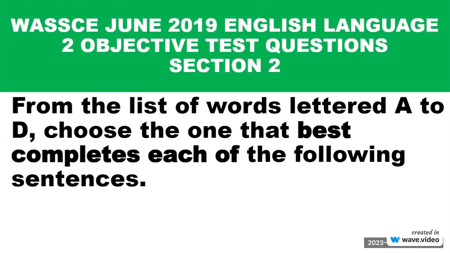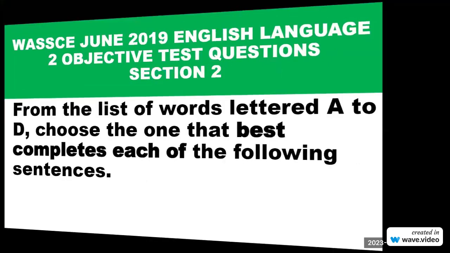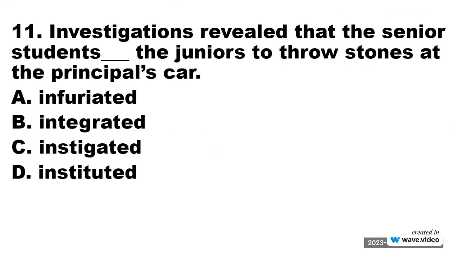West African Senior School Certificate Examination of June 2019, English Language 2, Objective Test Questions, Section 2. From the list of words lettered A to D, choose the one that best completes each of the following sentences. Question 11. Investigations revealed that the senior students dashed the juniors to throw stones at the principal's car. A, infuriated. B, integrated. C, instigated.